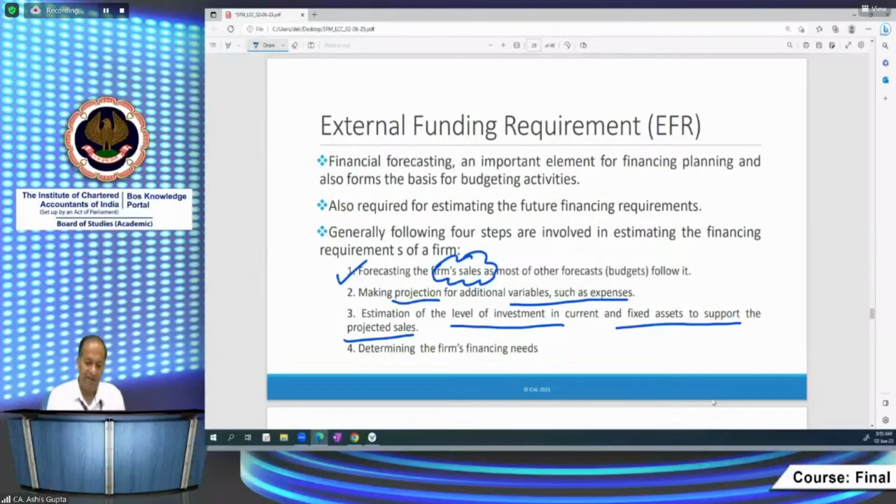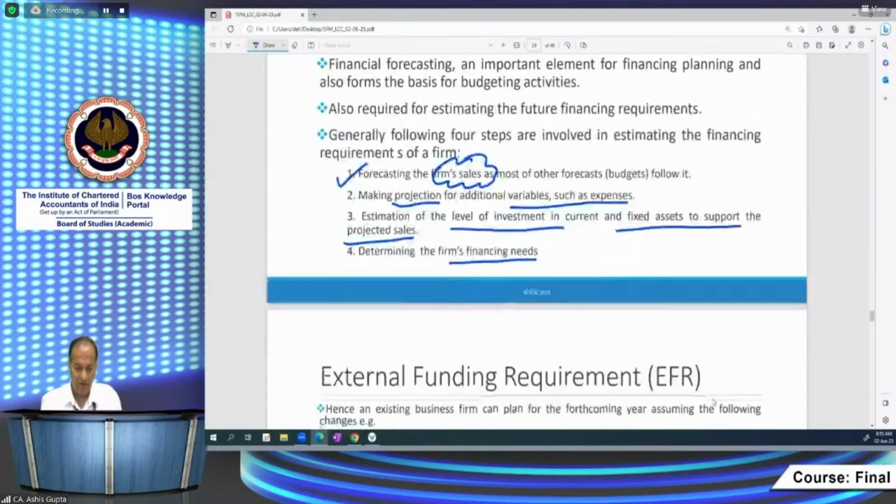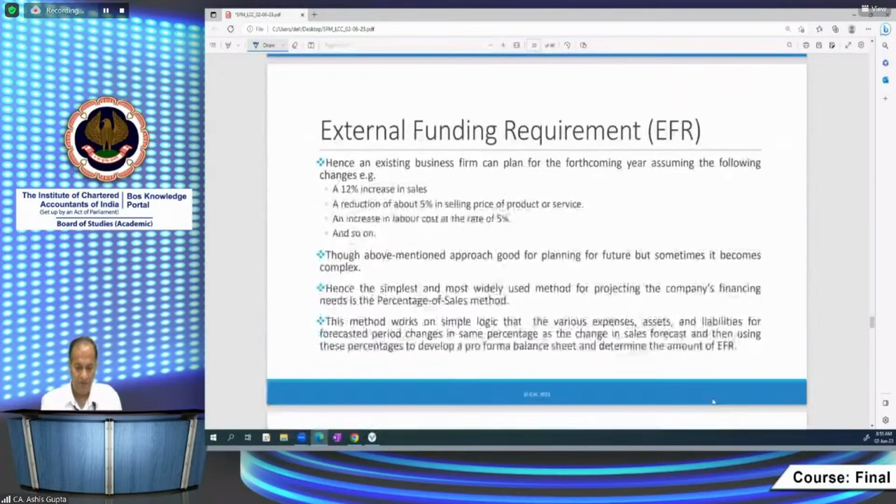Then, determining the financing need. There can be a possibility, like assuming that following a 12% increase in sales, 6%... So by this permutation and combination, we can determine how much extra fund will be required. Now there are basically two methods. One is the percentage of sales method. Another is computing the exercise formula based.